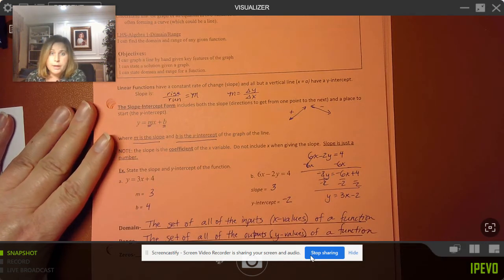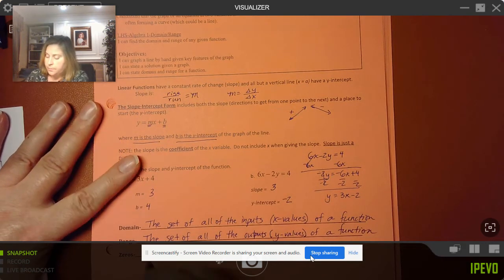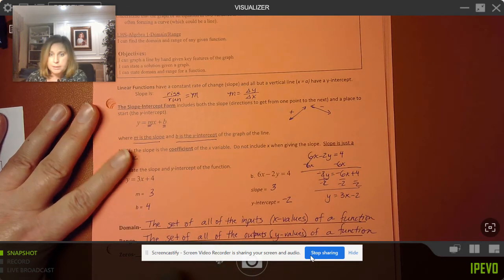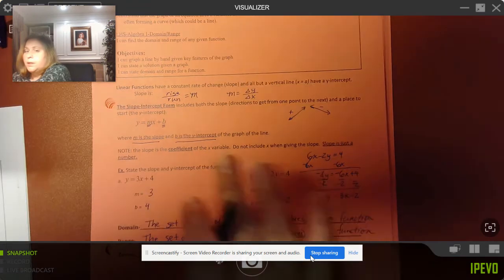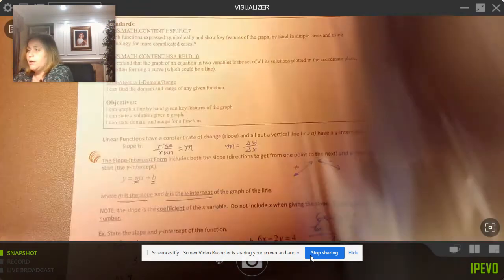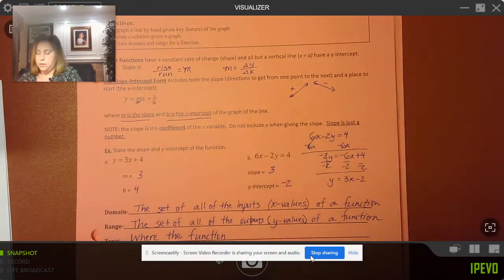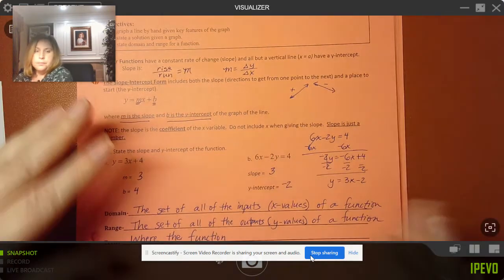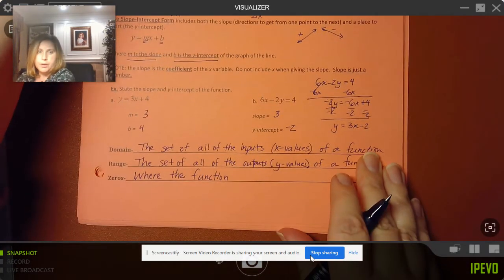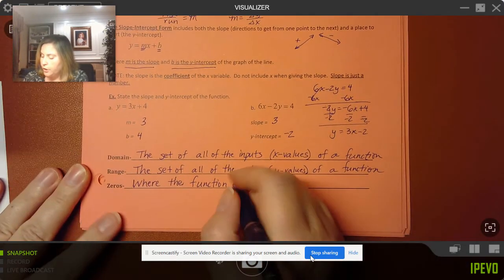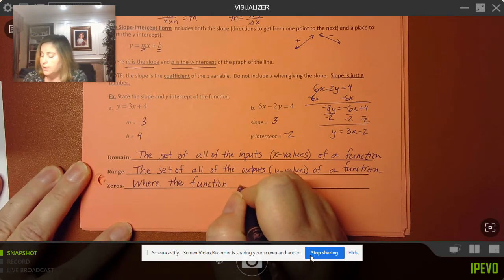Zeros are where the line crosses the x-axis. I'll say function because it's true for lines, but it's also true for nonlinear functions. Let me get the camera on the paper here. Okay, so zeros are where the function intersects the x-axis.